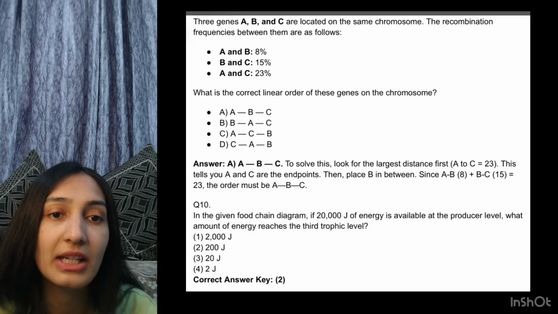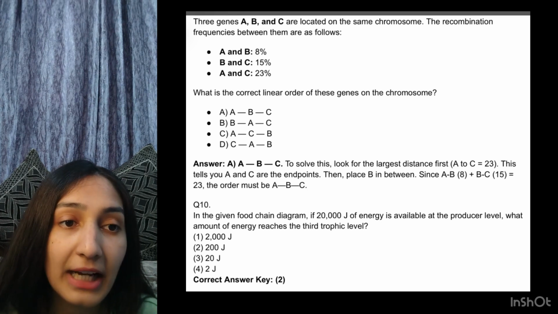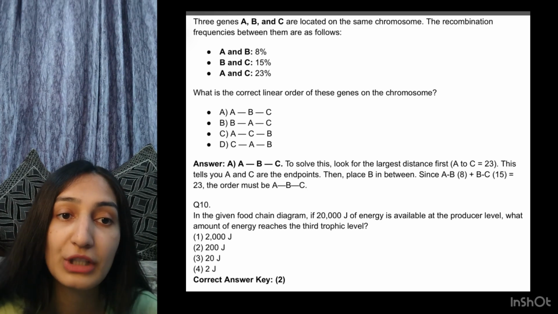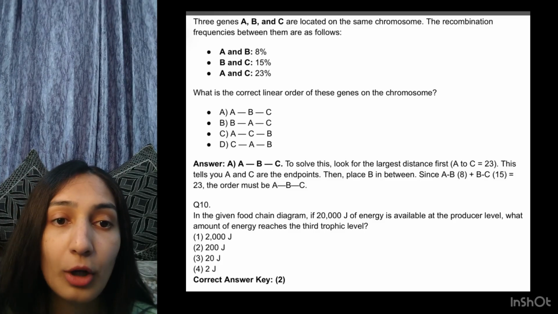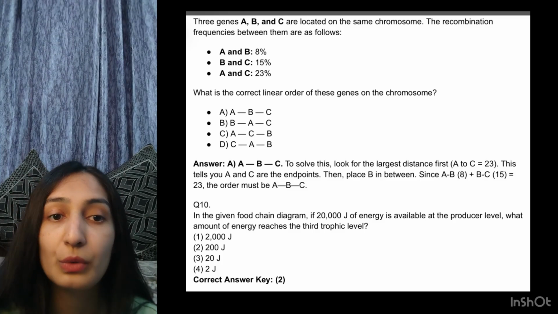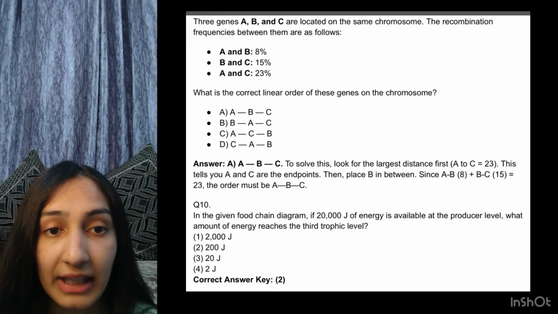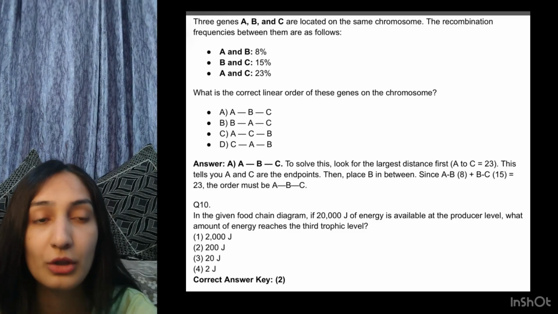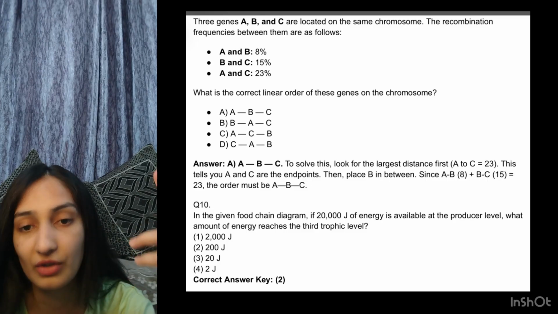The next question is, in the given food chain diagram, if 20,000 joules of energy is available at the producer level, what amount of energy reaches the third trophic level? The options are 2000 joules, 200 joules, 20 joules or 2 joules, and the correct answer is 2, that is 200 joules. So you have to understand the trophic levels and how energy gets transferred at each of these levels.